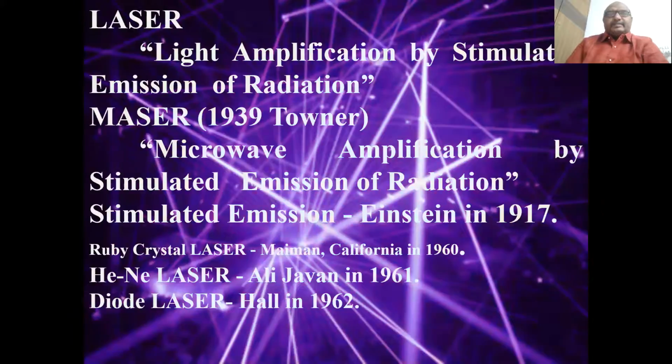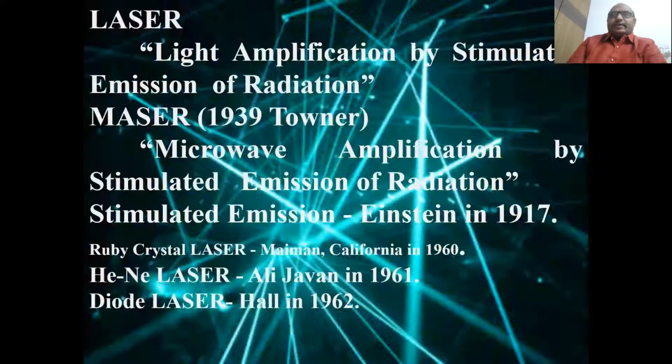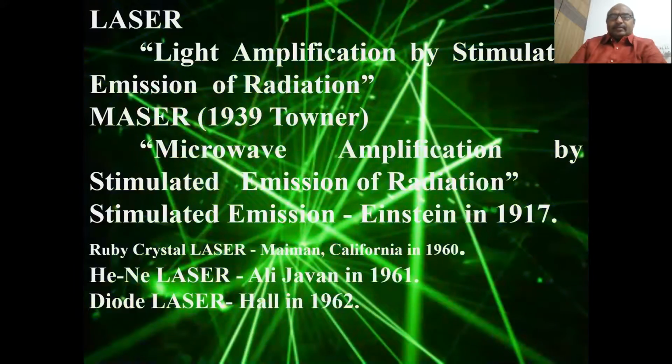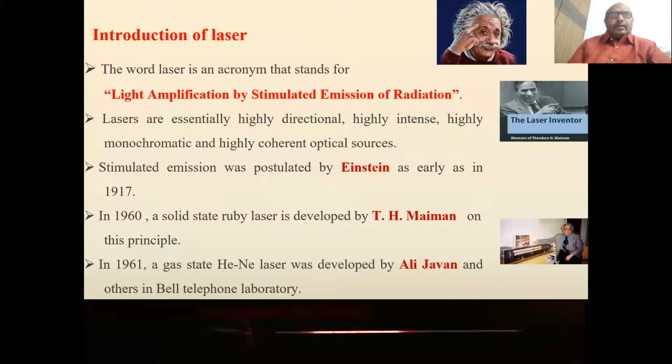Laser is light amplification by stimulated emission of radiation. The microwave amplification by stimulated emission of radiation came in the 1930s, and Einstein in 1917 explained the principle behind laser light. The ruby laser was first demonstrated by Maiman in the 1960s. The helium neon laser was by Ali Javan in 1961. The diode laser was in 1962.